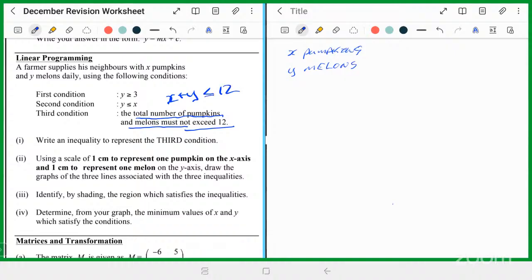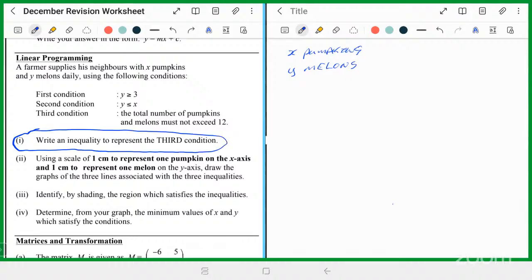As you read these things, you should know what is happening. We don't know what they're going to ask us to do, so let's see. This one says we have to write an inequality for the third condition. As I just showed, the total number of pumpkins and melons, which is X plus Y, must not exceed 12, meaning it can be 12 or less. So it will be X plus Y less than or equal to 12. That is your third condition.